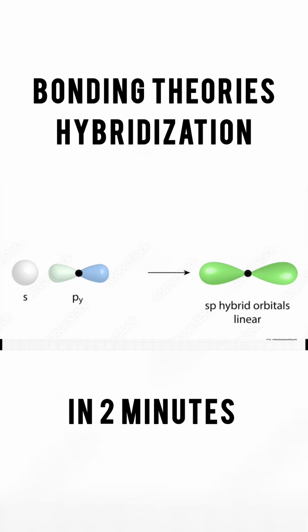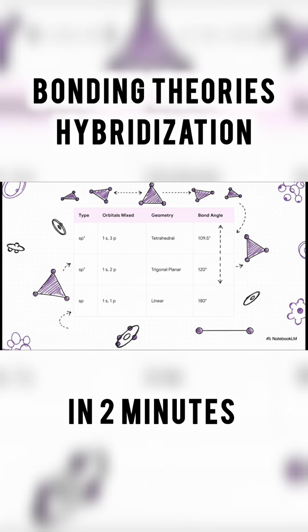And last but not least, sp hybridization. Here, it's just 1 s and 1 p orbital. This leaves you with 2 orbitals pointing away from each other, making the molecule a straight line. So you see the pattern, right? The type of mix directly creates a specific, predictable shape.